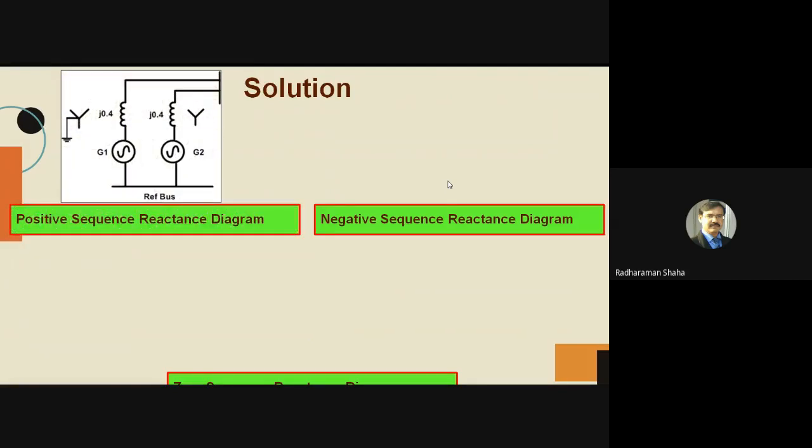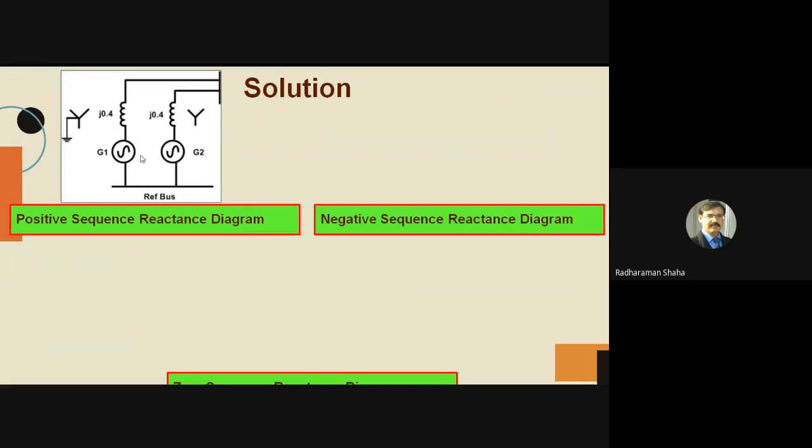So the positive sequence reactance diagram is in this way. You can see here there are two generators. I have named this generator G1, this generator G2, and the value corresponding to the positive sequence is J0.4. This is already provided to us in the question itself. So this is your positive sequence reactance diagram.